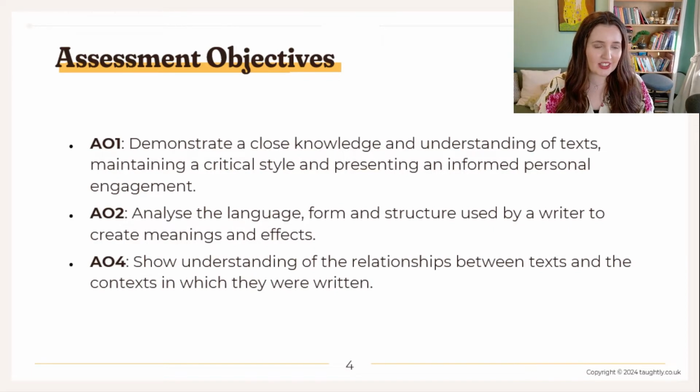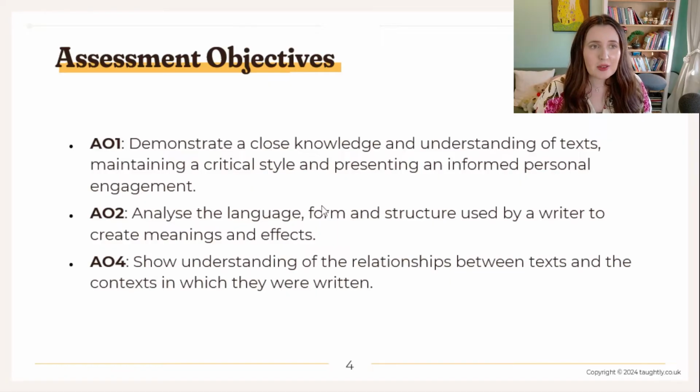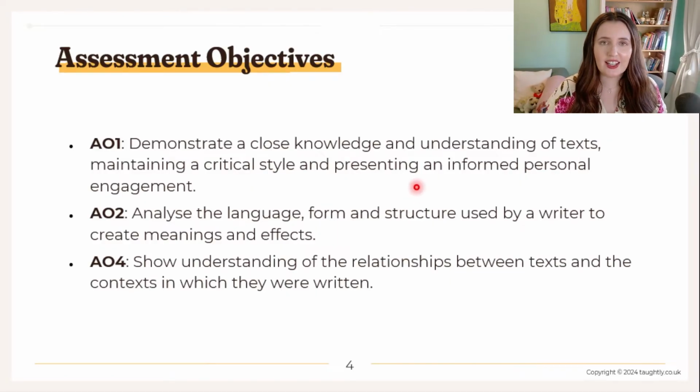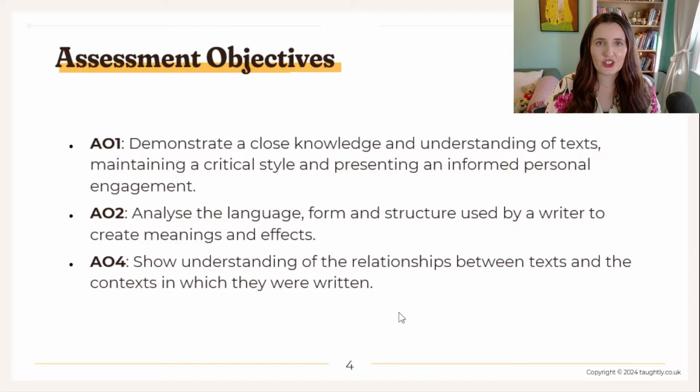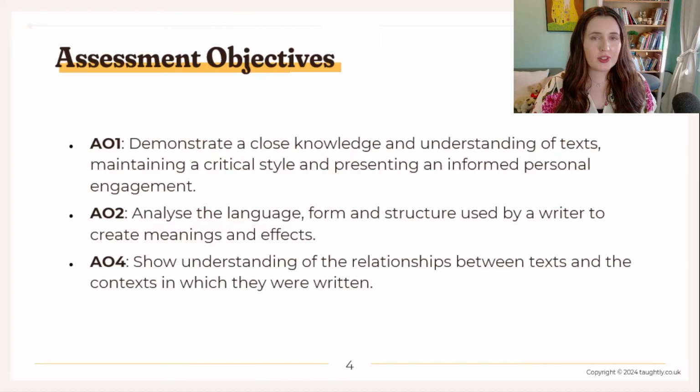AO2 is analysis of language, form and structure. So analysing the language of the play, analysing the fact that it is a play performed in the theatre and analysing the overall structure and organisation of the text. And AO4 finally is that you need to link all of your analysis to context. So linking back to historical context is very, very important. Students often forget this one. Very important, do not forget your AO4.